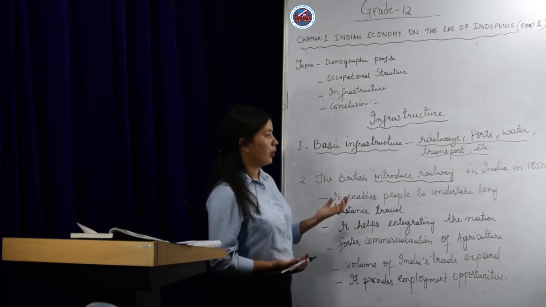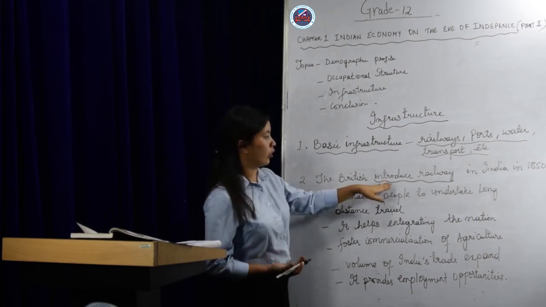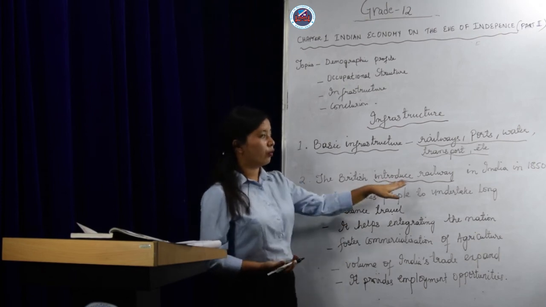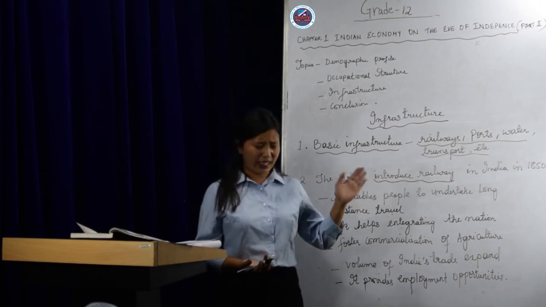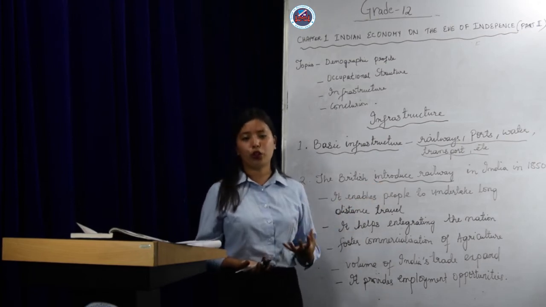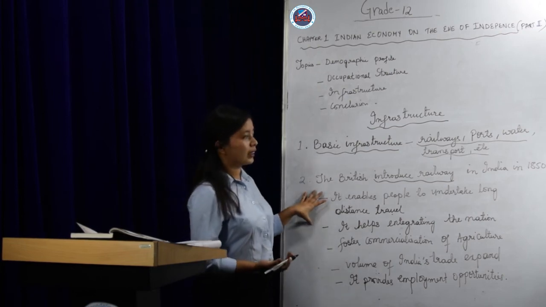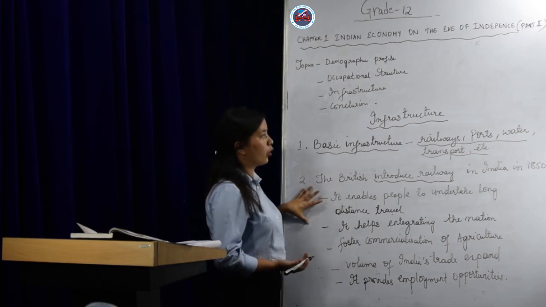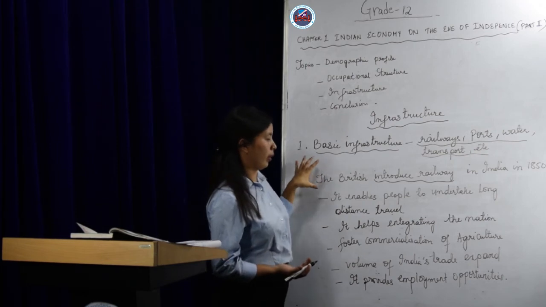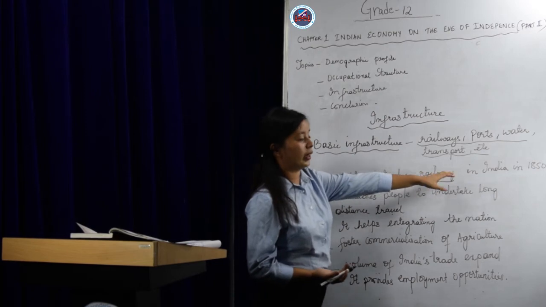One of the main important contributions made by the British is the introduction of railways in the year 1850. The introduction of railways was regarded as one of the most important contributions made by the British colonial government to India. Let us focus more on some of the impacts of the introduction of railways in India.